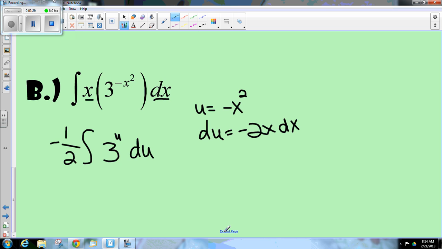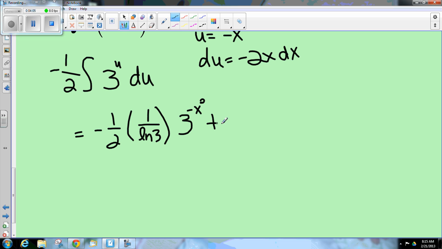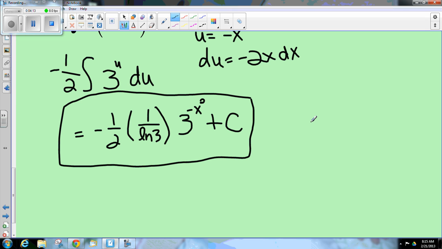Okay, my base is something other than an e, so I'm going to use my formula from before, and I'm going to say that the answer is now negative 1/2 times 1 over the natural log of my base, natural log of a, which is 3, times a to the x, in this case a to the u, so 3 to the u, but what is u? Negative x squared, right? Plus c. That's it. Can't simplify it anymore. That would be my final answer. That's as hard as it gets. Okay? 1 over natural log of a times a to the x plus c. So that's when you integrate anything that has a base that's other than an exponential, an e.